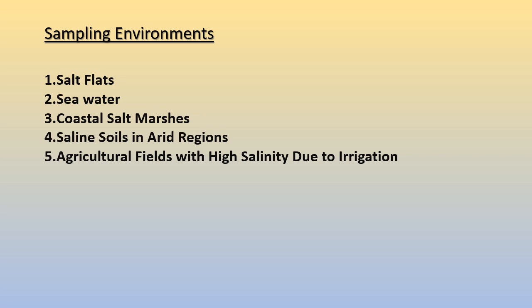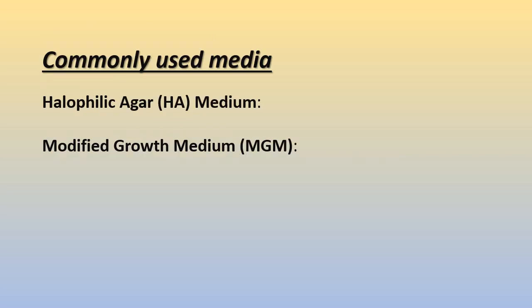Then you have coastal salt marshes. You need to Google a nearby area if there are any coastal salt marshes. Then you have saline soils in arid regions. Arid regions are very, very dry regions, and as there is no rainfall, the soil naturally has high salt concentrations. Then fifth is agricultural fields with high salinity due to irrigation. So now you have your sample. Suppose you got your sample.